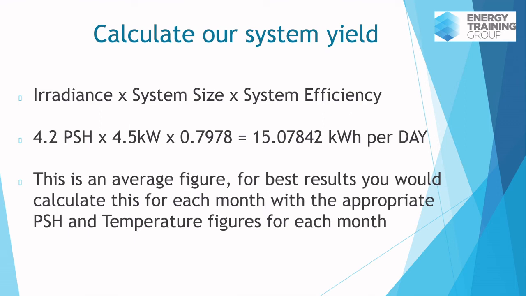It's important to remember this is obviously an average figure. So if you were going to do a proper system yield, you would usually do this calculation for each month of the year, given that the available irradiance is going to be different for each month and that the expected average temperature is going to be different for each month as well. And then you would work out your figures across an entire year rather than just for 1 month.